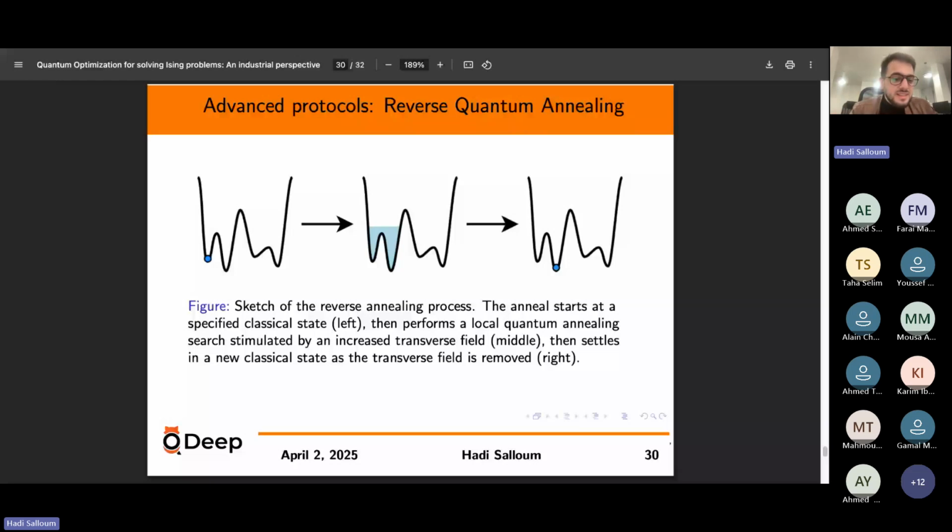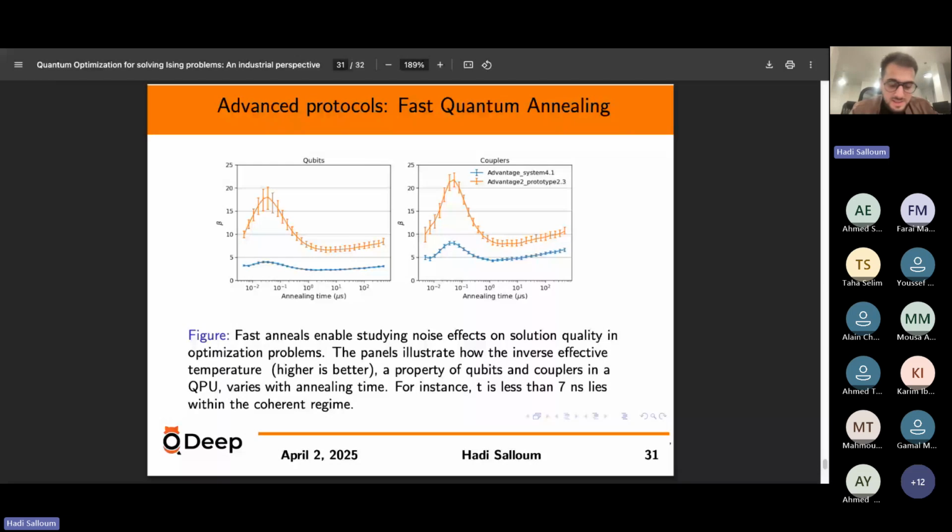And fast anneal is the last property, which they provide with the supermassy, and they run anneals for very big problems in less than seven nanoseconds in the coherent regime. Because it's very fast, even the noise can affect the annealing. So for that they get this supermassy.